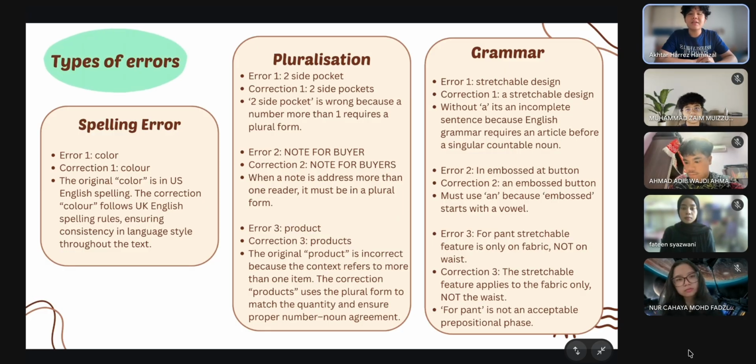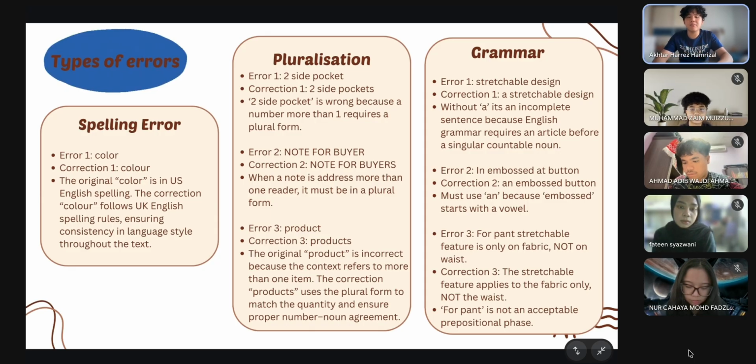The last error is product. The correction should be products. The original product is incorrect because the context refers to more than one item. The correction products uses the plural form to match the quantity and ensure proper number noun agreement. And now I'm going to pass it to ZAIM.